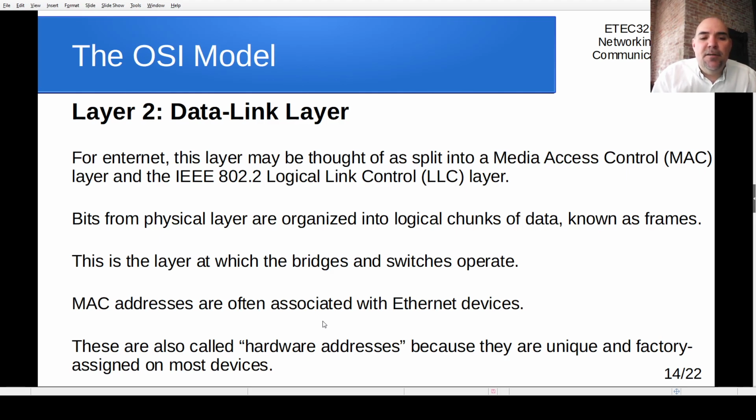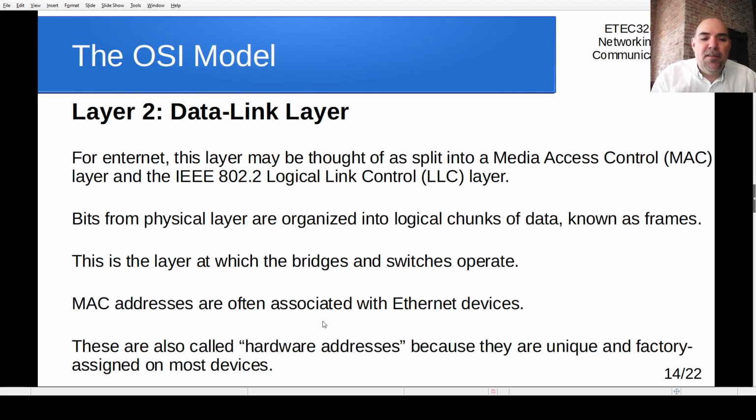And that's the layer at which bridges and switches operate. So if you have a network switch or a network bridge that connects two networks together, then those are looking at the hardware MAC addressing of the packets and deciding which port of the hub their data gets routed to, or which things go across the bridge and which ones don't.